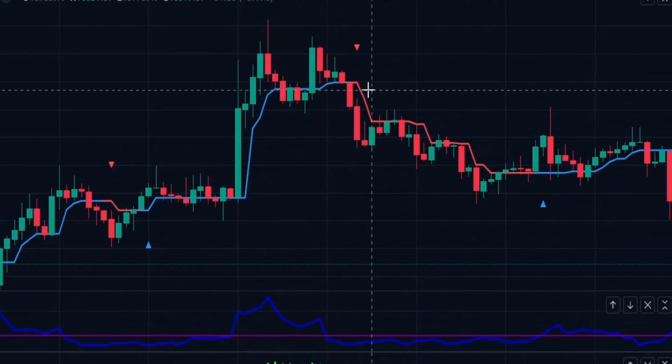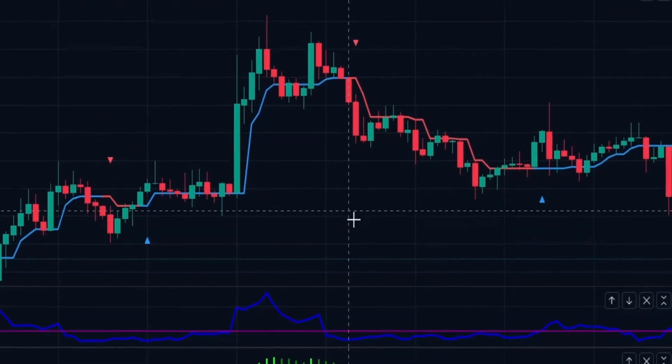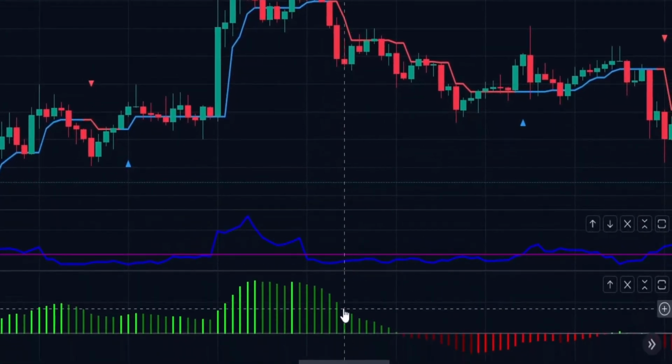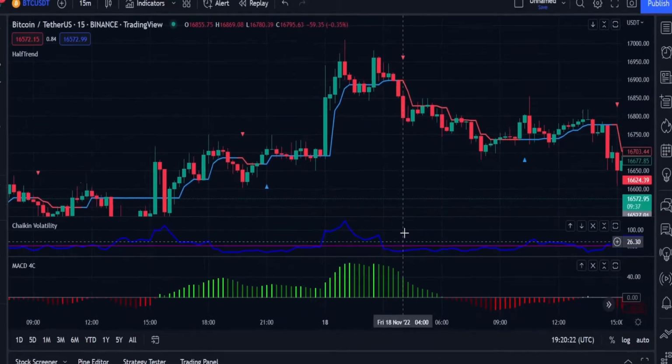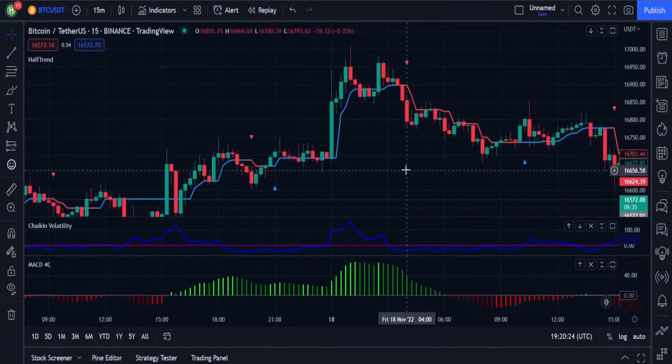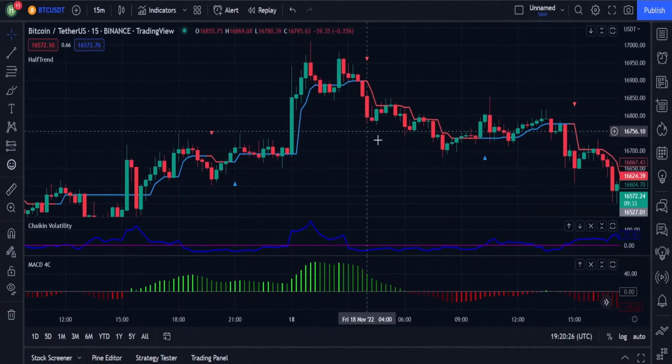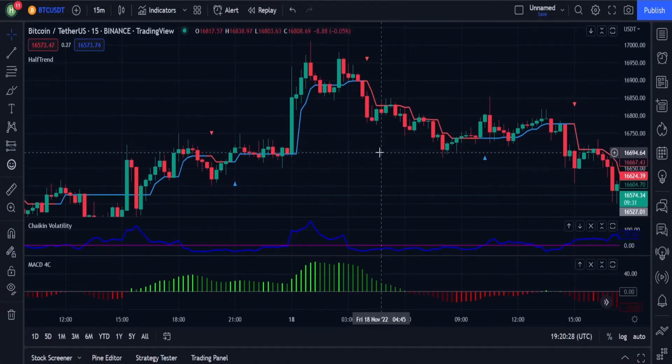Here we have another false signal. We can see we got a sell signal, but the histogram is green, so we will not enter this sell trade. So these small confirmations can save you from a lost trade. Now let's go through some more examples for both buy and sell trade.